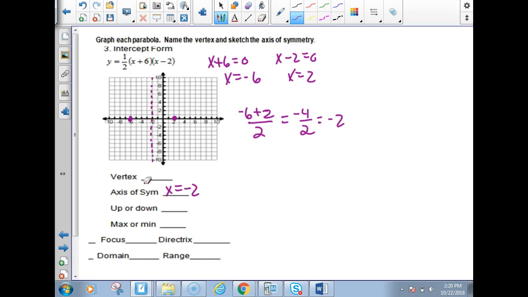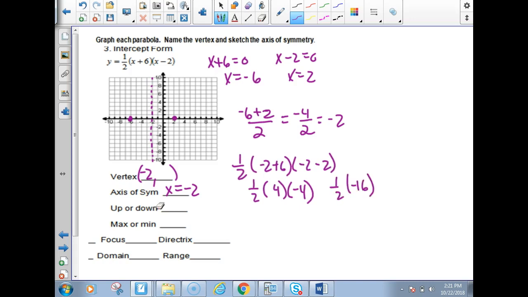Okay, that's also the x value of the vertex. So put negative 2 in for h in your vertex. Now I'm going to pop negative 2 in there: 1/2 times negative 2 plus 6 times negative 2 minus 2. So I've got to find the y value of the vertex. That's going to be 1/2 of 4 times negative 4. And that's half of negative 16, so that's going to be negative 8. So our vertex is at negative 2, negative 8.